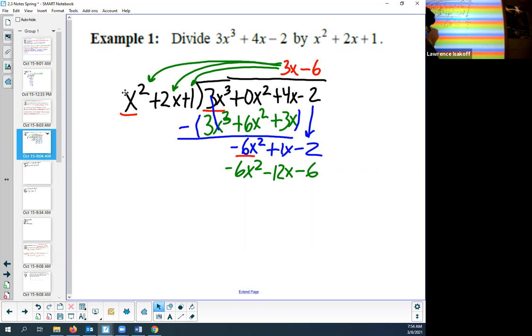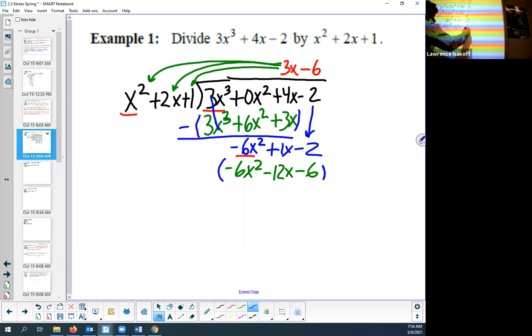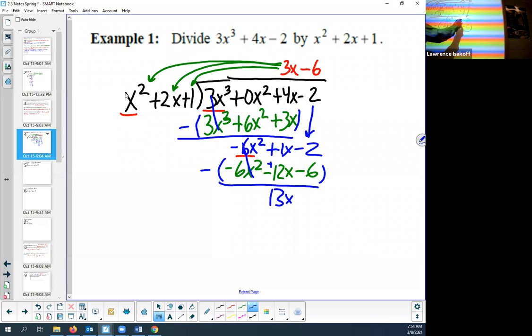So here with this, now we need to subtract. Just be careful on this subtraction because we're subtracting a lot of negatives. So minus a negative actually turns to plus. So the 6x squareds cancel. 1 minus a negative 12 is the same as 1 plus 12, really. So that's 13x. And negative 2 minus a negative 6 is really plus 6. And that's going to be, where am I? Sorry. Negative 2 plus 6 is a positive 4.